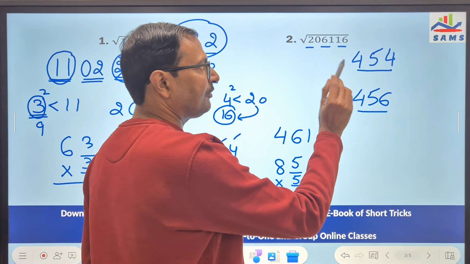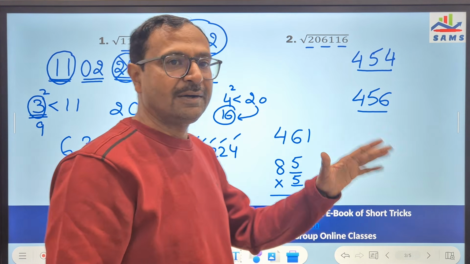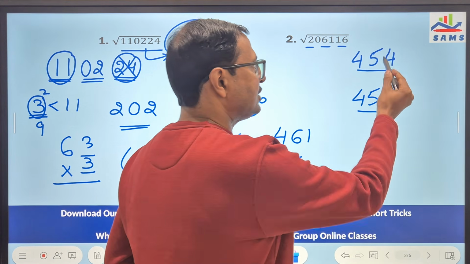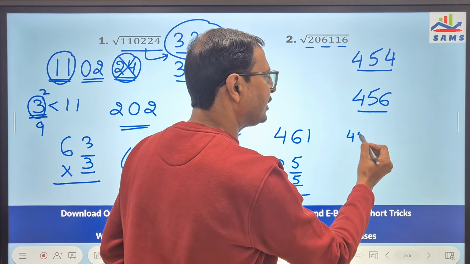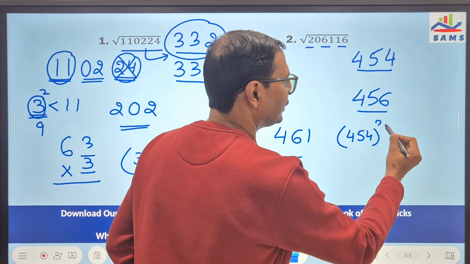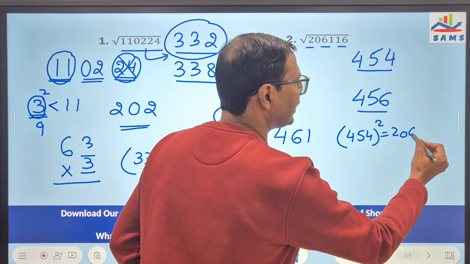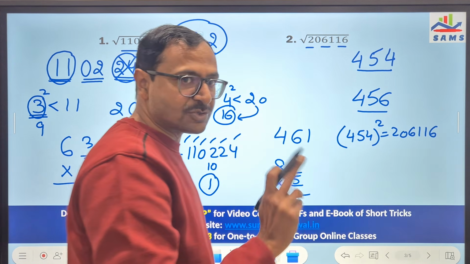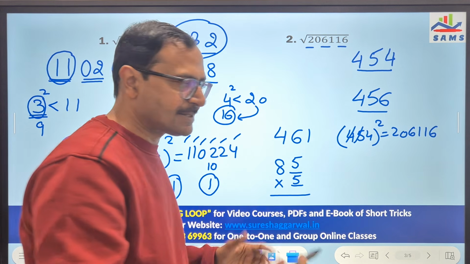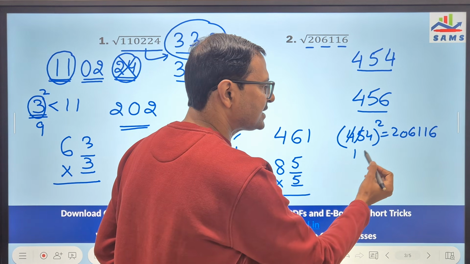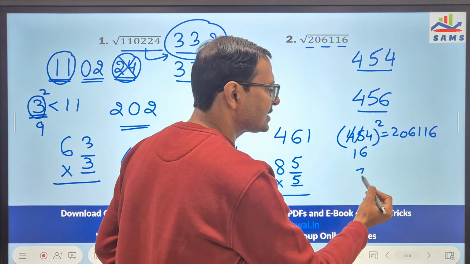You will find out the exact number out of these two which is the correct number. So let's check 454. 454 square, if it is 206116, then the digit sum has to be the same. Now 5 plus 4, 9, I can actually eliminate 9s. So 4 square, 16. 16 means 1 plus 6, 7.